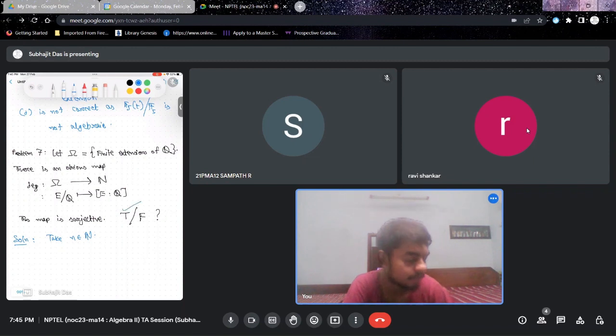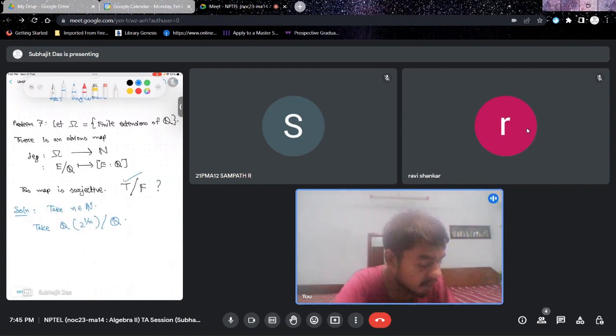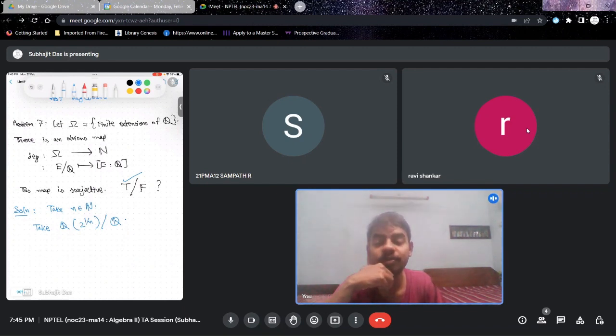So it will be correct. Take any natural number n. Take Q adjoined with 2 to the power 1 over n, over Q. This is a finite extension of Q, right? What is the degree of this extension? First of all, what is the minimal polynomial of 2 to the power 1 over n over Q? Ravi, what is the minimal polynomial? You look at this polynomial, x to the power n minus 2 in Q[x]. This polynomial is again irreducible.